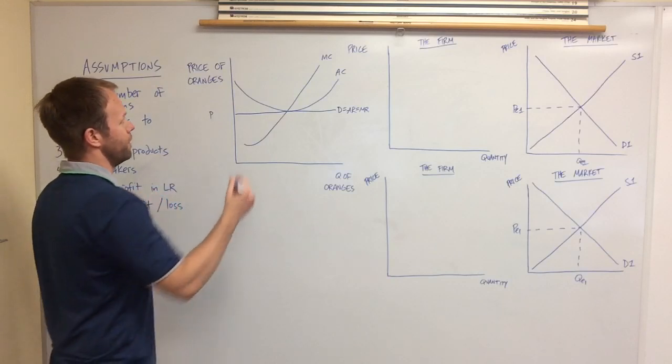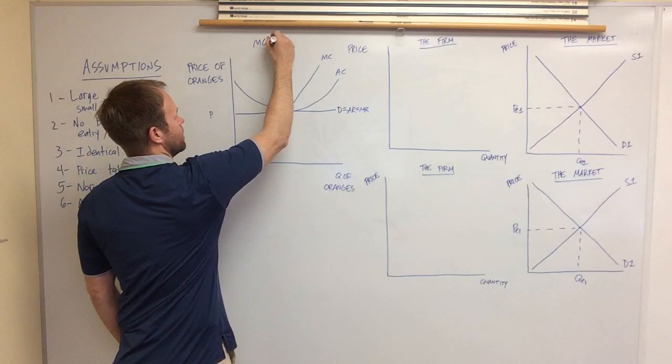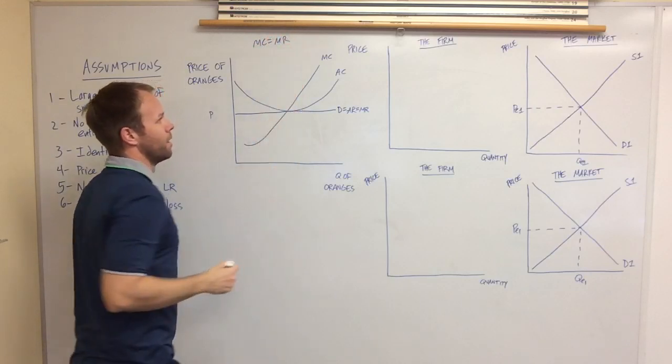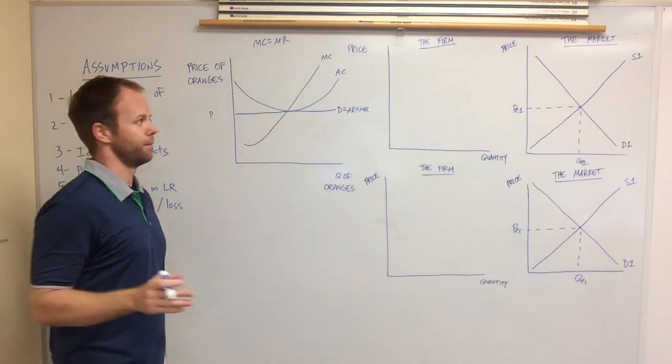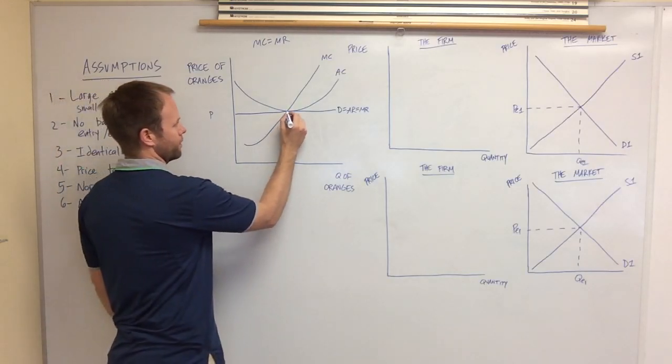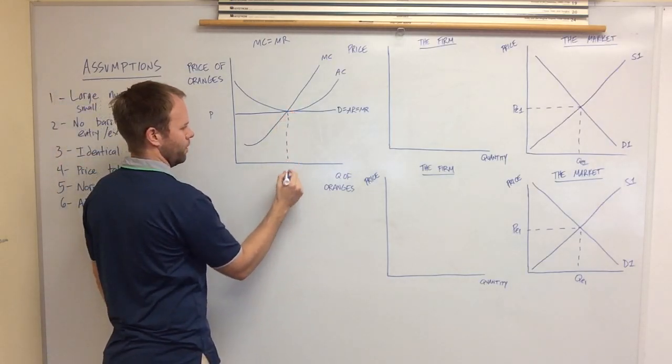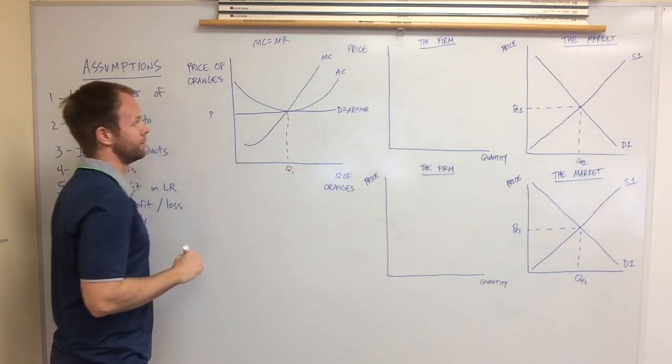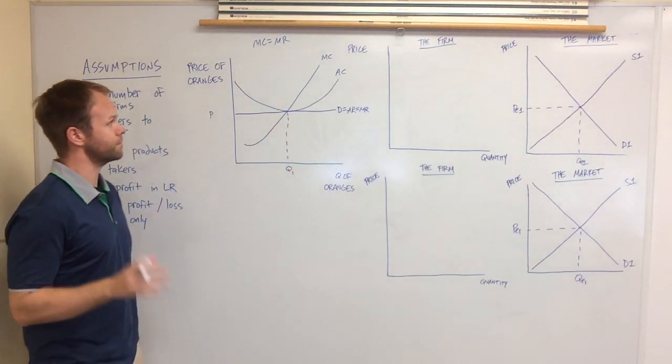So, a couple things here. You need to find the point where marginal cost is equal to marginal revenue. That is the profit maximizing point. That is where businesses will produce, and that point is here. So we're going to call that Q1.